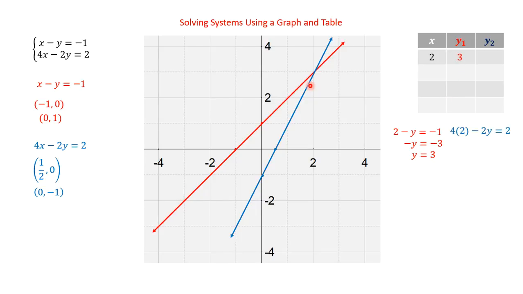And plug it into the other one. 4 times x, so 4 times 2, minus 2y equals 2. 4 times 2 is 8. We can subtract the 8 to get negative 2y equals negative 6. Divide by negative 2 to get y equals 3. And, hey look, the y values are the same. We have the point 2, 3 and 2, 3 for both of them. That means it works. 2, 3 is the solution. It is the intersection point.